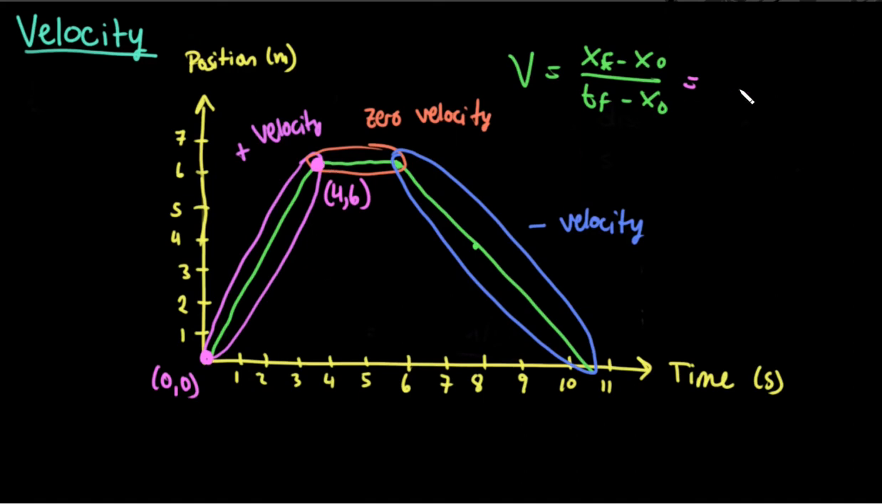So 4 is my time, so I have 4 on the bottom. 6 is my position, so that's up here. And since we're measuring with respect to the origin, the original time and the original position are both 0. So then we would get velocity is equal to 6 over 4, which we can calculate to be 1.5 meters per second.